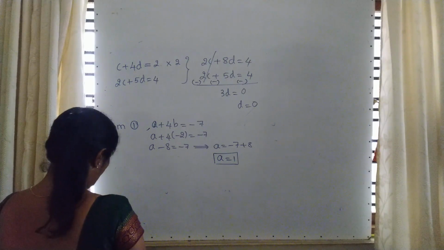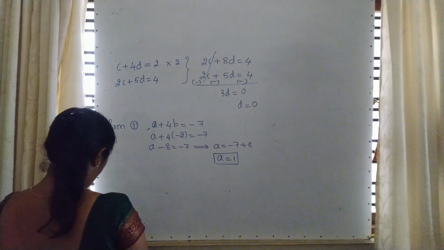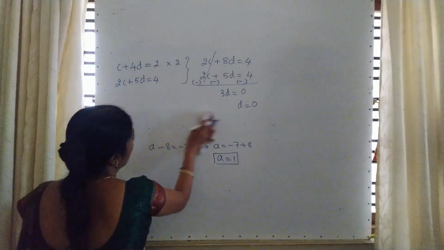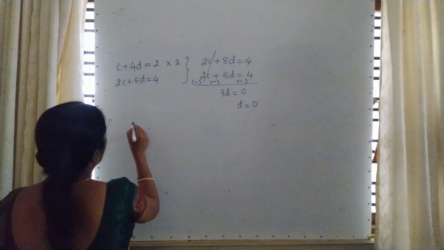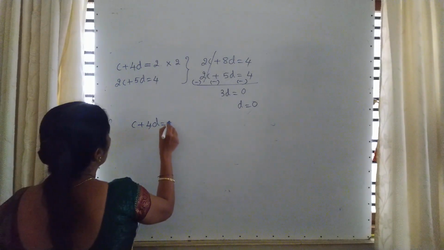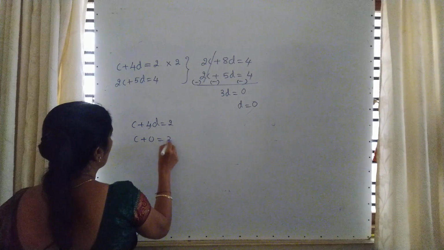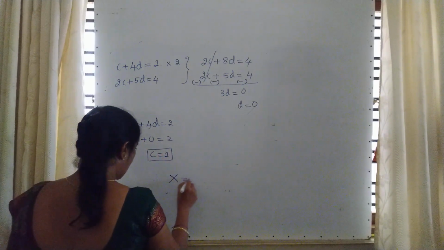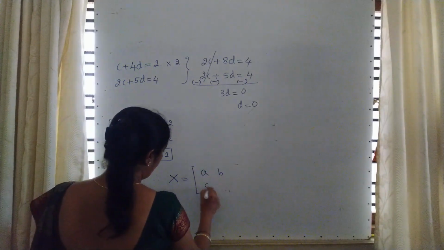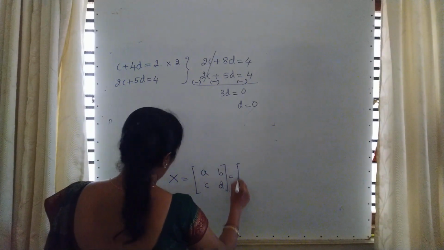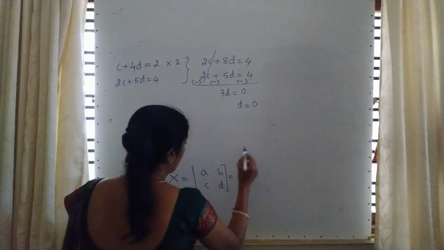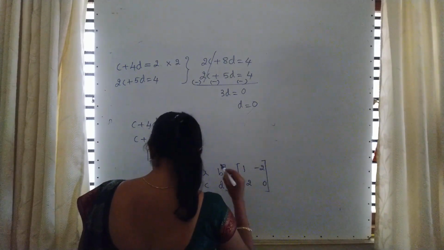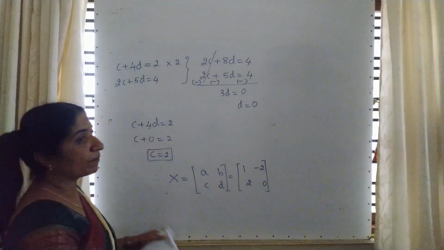Then write down that D value in any one of the equations. C plus 4D is equal to 2. C plus 0 is equal to 2. C is 2. Therefore, the matrix X is A, B, C, D. What is the A value? A is 1. B is -2. C is 2 and D is 0. Understood? This is how we are finding the matrix X.